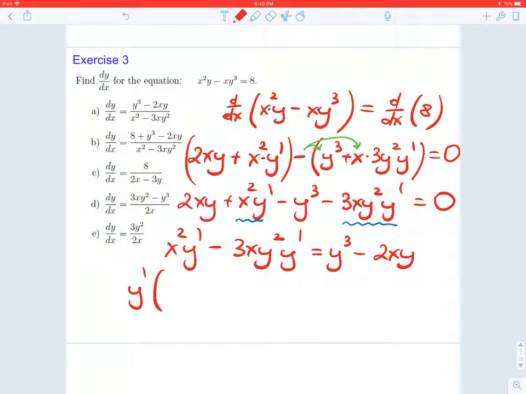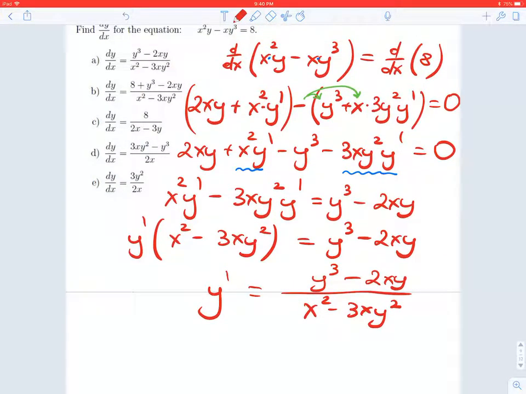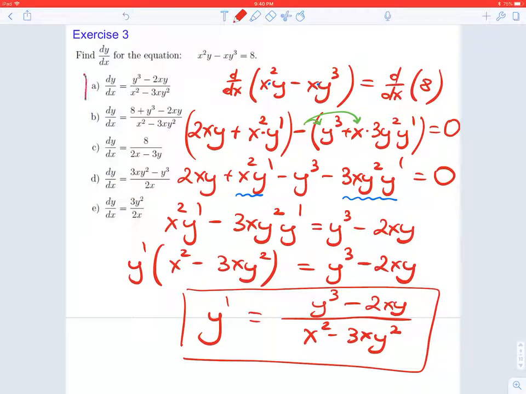Let's factor out y prime. x squared minus 3x y squared will stay in the parentheses. I have to copy my right hand side, and I am dividing both sides of the equation by x squared minus 3x y squared, and this is y cubed minus 2xy, and I believe this is my final answer. And looking at all of these options, we always have to be really careful. I see my answer in option A.